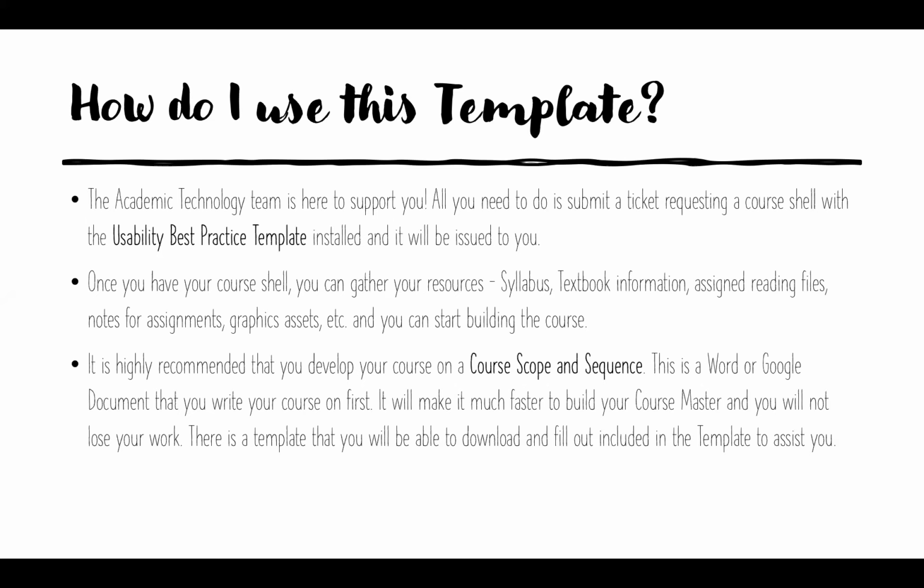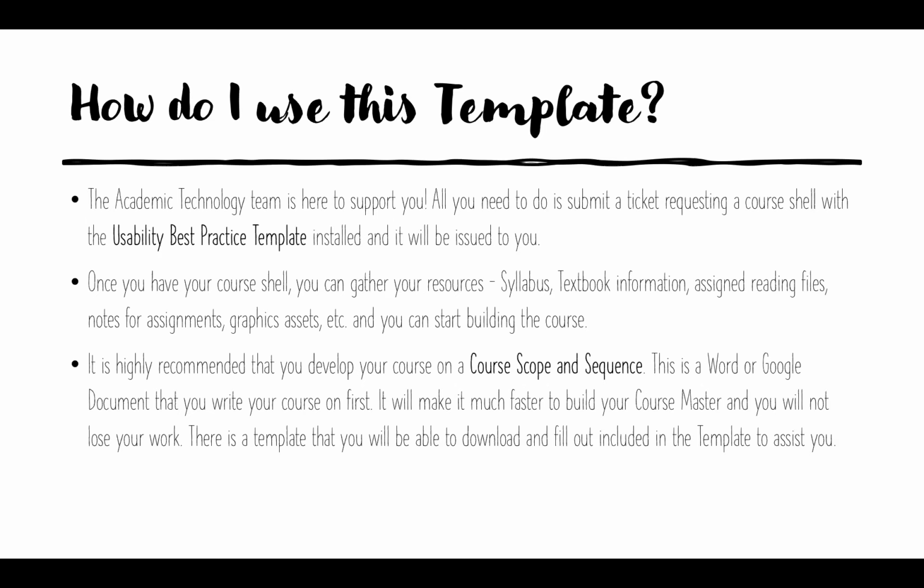I usually recommend that you put it into a folder for each course and just give it a title, especially if you're teaching multiple courses. And then another resource that I'm going to have embedded in the course for you is called a course scope and sequence. It's just a Word document that you'll use to write out your course first. And then you'll have that already done, and you won't lose your work, because sometimes Blackboard can crash on us, or your internet could go down or something like that.